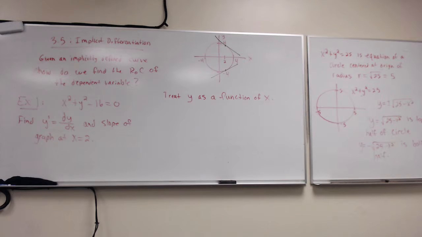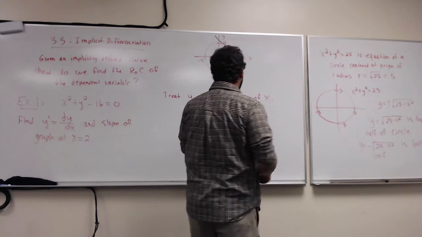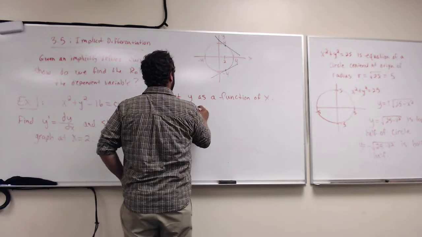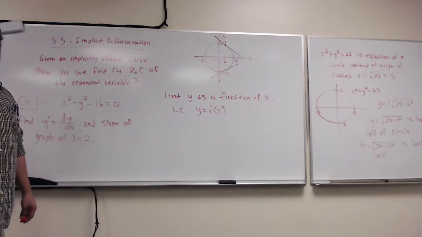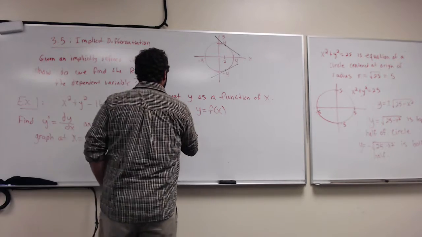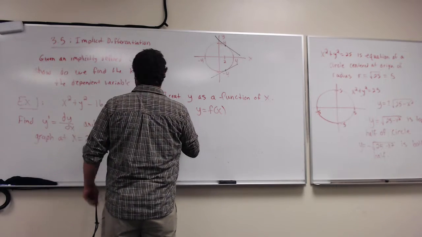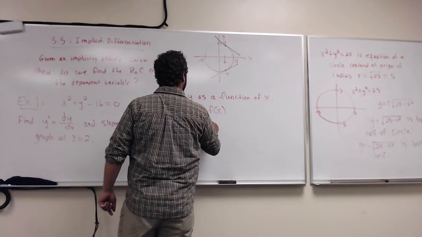Okay, and that's why I was saying, look in the textbook. This is a little bit weird. You treat y as a function of x, even though looking at the graph, it is totally not a function of x. Okay. Now, if I have to write this in, we're just going to pretend y is some f of x. Okay, and then what we're going to do is take the derivative of both sides with respect to x.